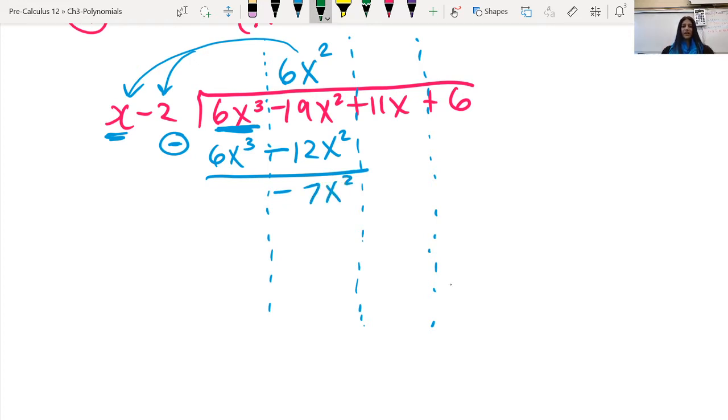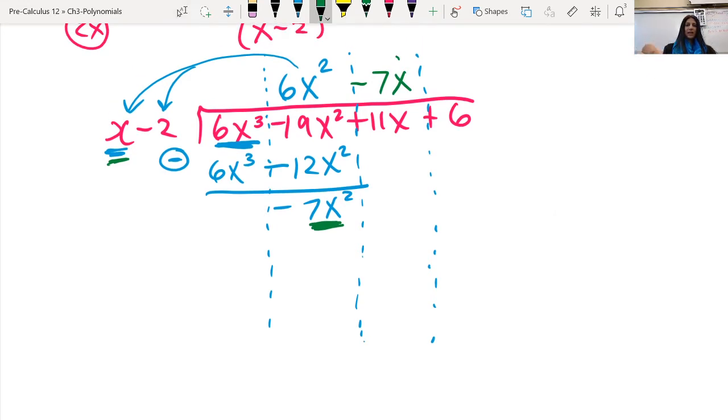And now that I've done that, I would do the same pattern or cycle that I started with at the top with my 6x cubed. I would take this and divide it by my x here. So negative 7x squared divided by x gives me minus 7x, which goes at the top, and now I go through and I multiply this by both terms, and I write both terms at the bottom here. Sorry, I forgot to do this, but I'm also going to bring down the 11x.